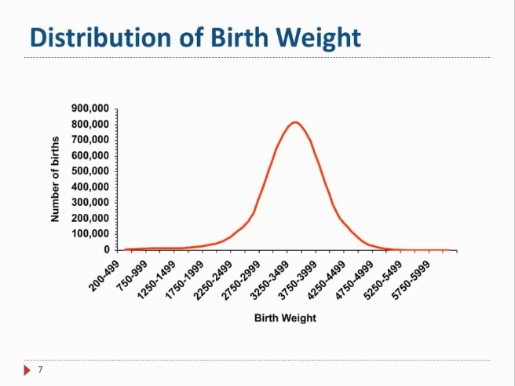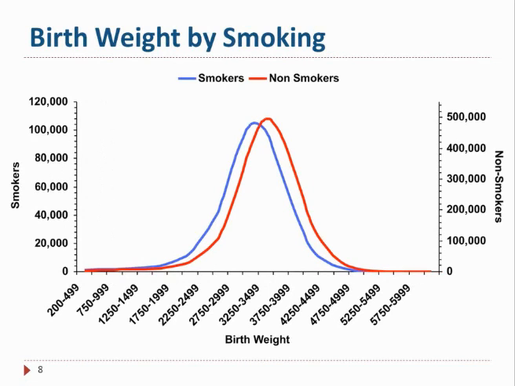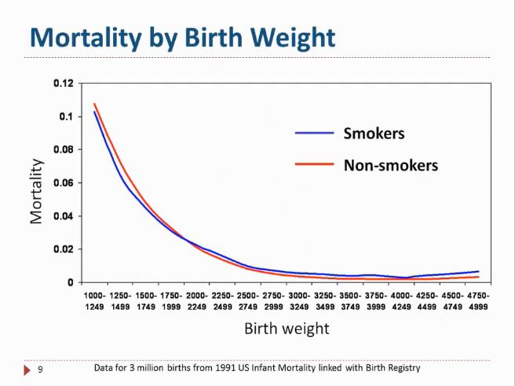The mean is about 3,500 grams. And when we look at it by smoking status, the infants that are born to mothers who smoke have slightly lower birth weight overall. And so you would expect that because they have lower birth weights, they would also have a higher risk of infant mortality.